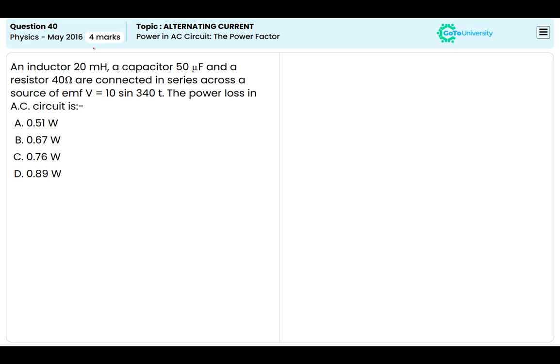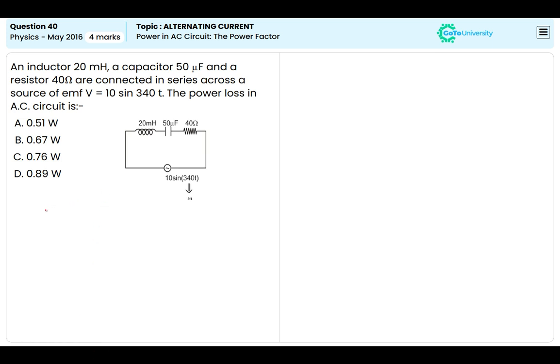Okay. So we'll see here the diagram. This is a circuit diagram. The inductor, that is 20 mH, and all these are connected in series. Next is the capacitor, that is 50 microfarad, and a resistor, that is 40 ohms. And the voltage supply here is equal to 10 sin 340t. Then what is the power loss in the AC circuit we need to find here?